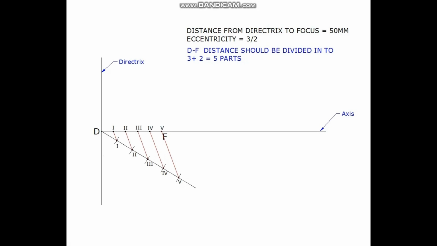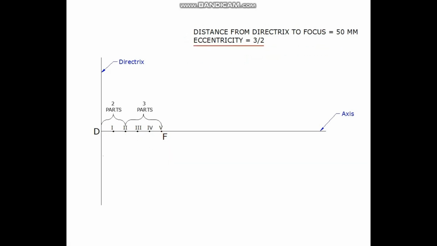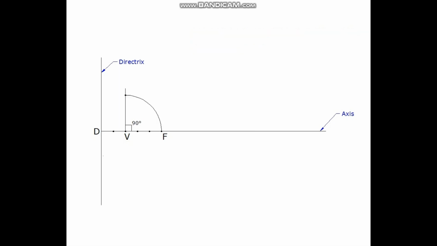Our next step is to locate the vertex point V. Since the eccentricity ratio is 3/2, the vertex point V is to be marked by taking 3 parts from focus F. That is, VF divided by VD is equal to 3/2. Now, a vertical perpendicular line is drawn from V. The distance VF is transferred to this vertical line. A line is drawn from D to connect this point and is extended for a convenient distance.